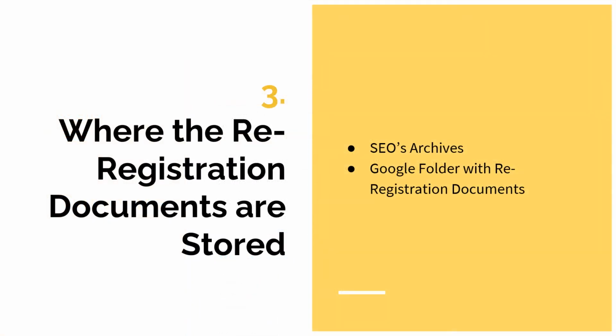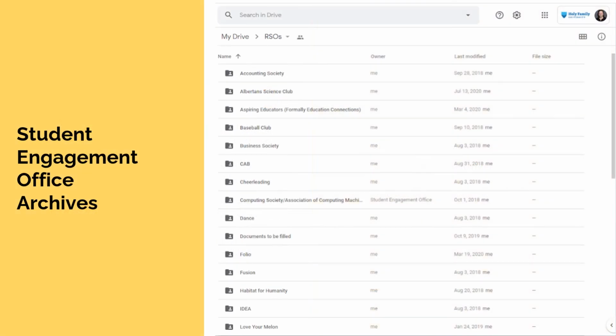Now we will discuss providing more information about the SEO Archives and also the Google folders where re-registration documents are stored. The Student Engagement Office stores all of the documents that are submitted to it in the appropriate RSO folders. We keep track of constitutions, event evaluations, award applications, re-registration documents, supply request forms, and many other things. This allows us to easily share these documents with future leaders of an RSO to make sure, regardless of transition, that our student leaders have the important background information they need to be successful.